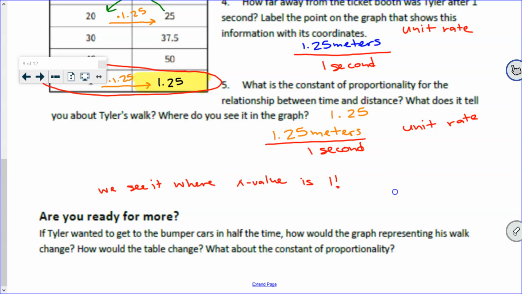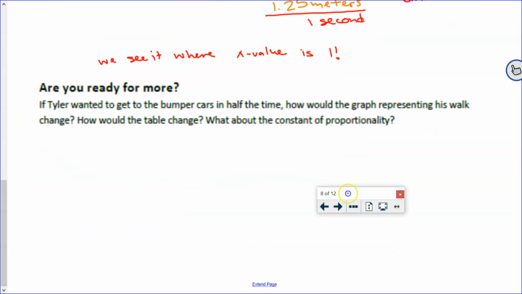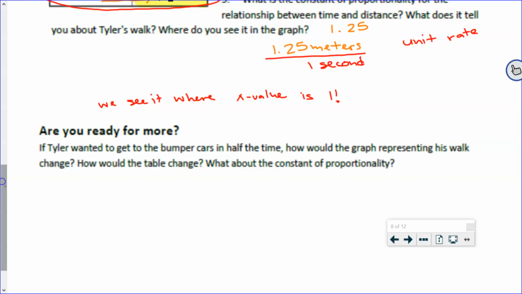Now, are you ready for your challenge question? Yes, you are. Close your eyes again. Envision you're at that amusement park. You're now Tyler. You're walking over to the bumper cars. It takes you 40 seconds to get there. But you love the bumper cars. And you see that line is forming and you don't want to be at the back of that line. So you want to get there in half the time. Do you have to walk faster or slower to get there in half the time? You have to walk faster. Good. Keep that in mind.